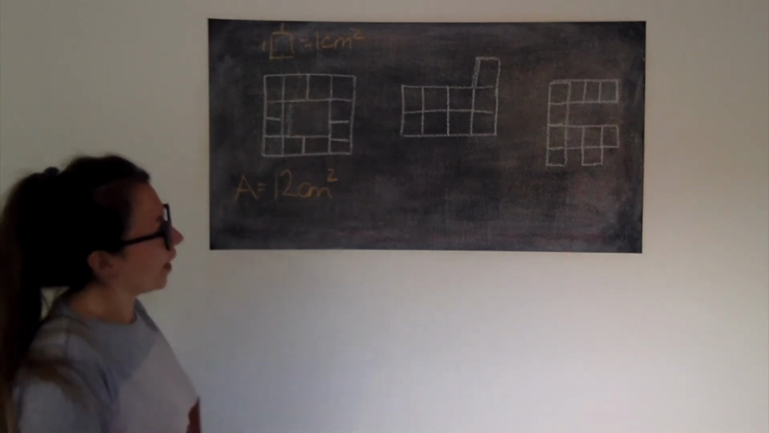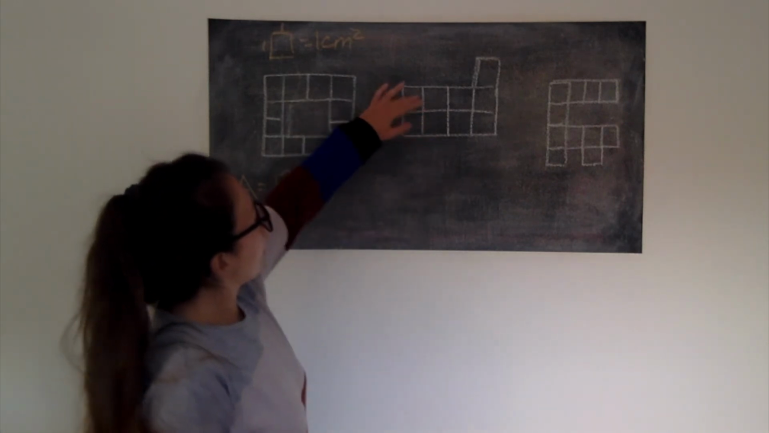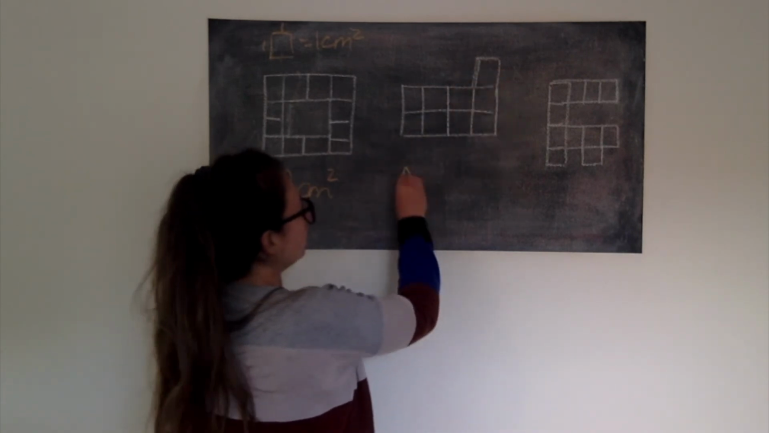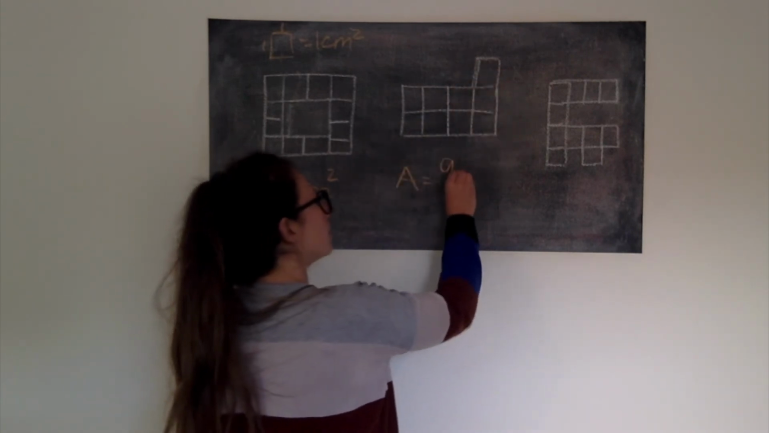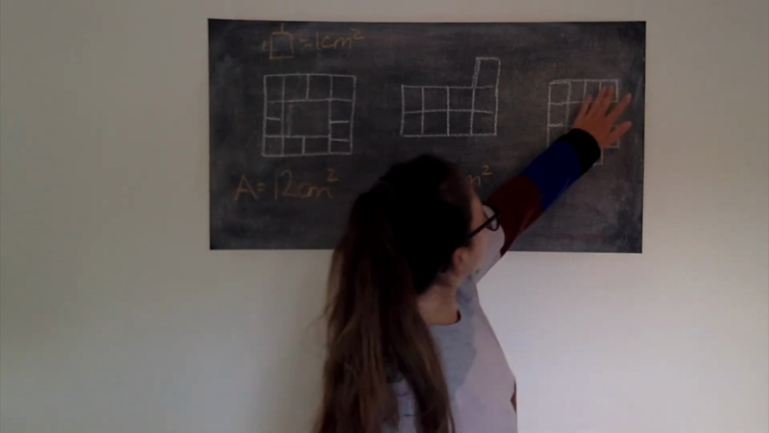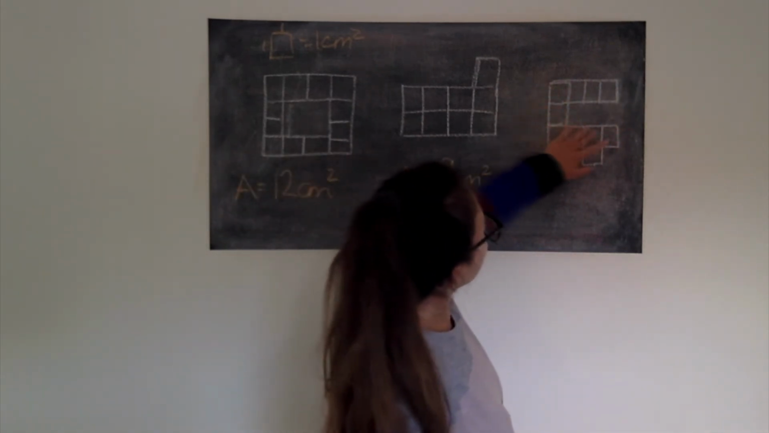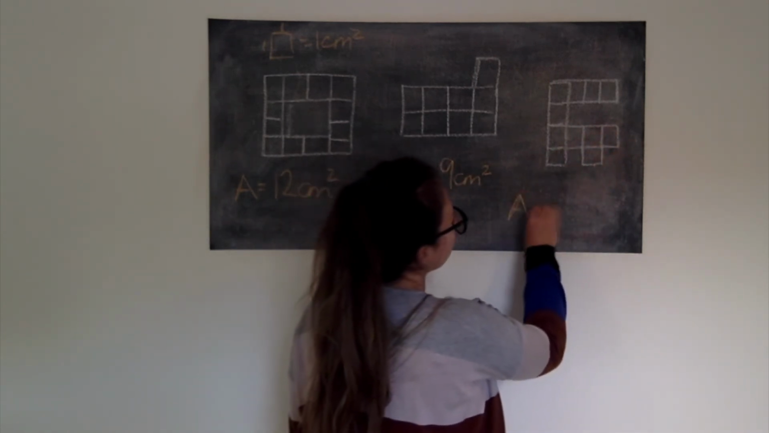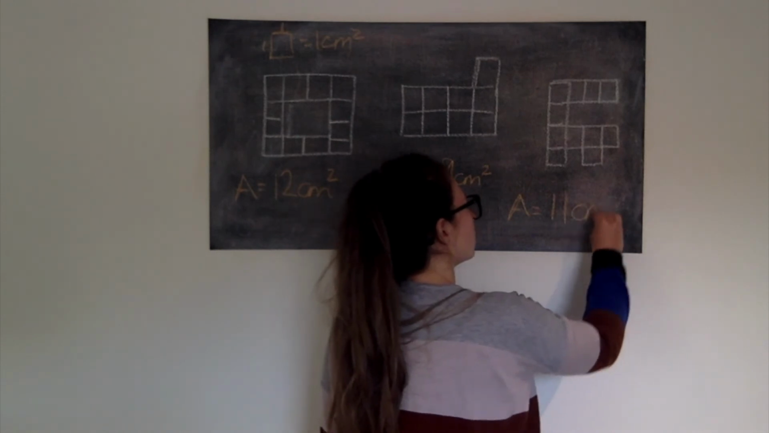Don't forget that's squared. The next one, I counted in 2s, so 2, 4, 6, 8, and then add the 1 is 9. So the area is 9 centimetres squared. And then the last one is quite irregular, so we have 4, 5, 6, 7, 8, 9, and then 2 at the bottom. So the area is 11 centimetres squared.